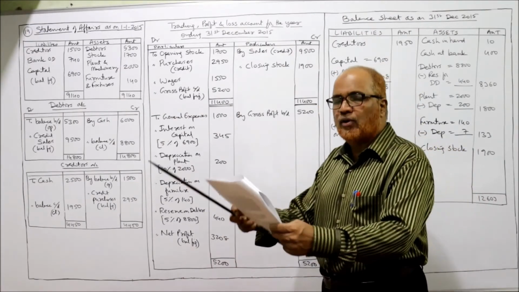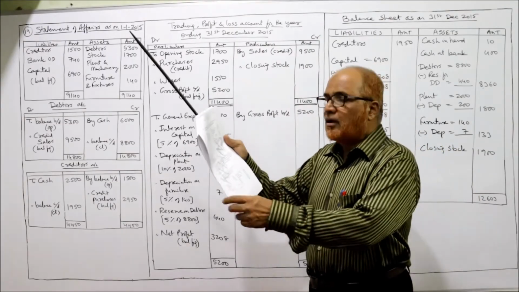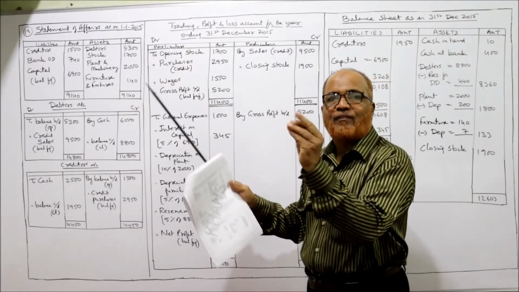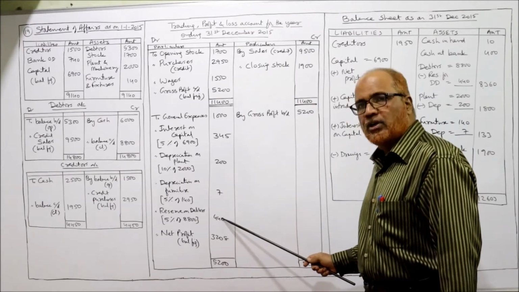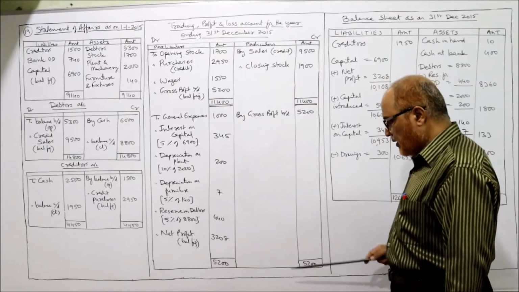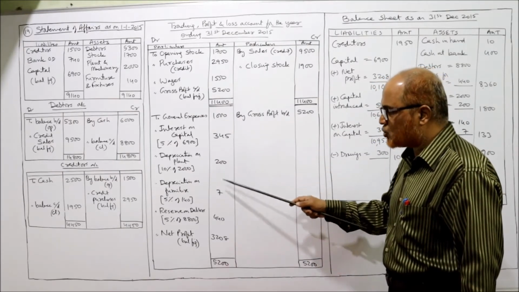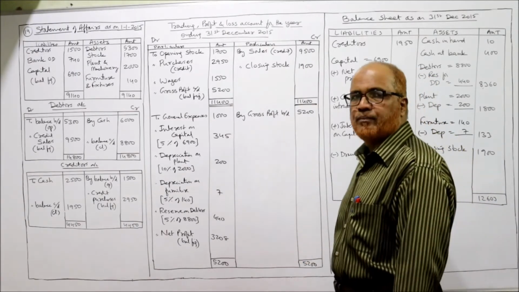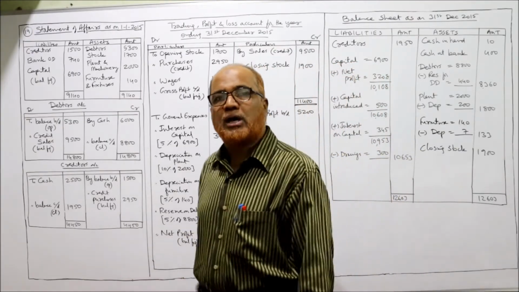And reserve for doubtful debts 5% on debtors. Debtors means closing debtors. Now see the problem. Closing debtors are 8,800. So 5% of 8,800 comes to 440. That's all. On the credit side, no other income is there. So take the total: 5,200 minus 1,000 minus 345 minus 200 minus 7 minus 440. The net profit is 3,208. 3,208 is the net profit. Trading profit and loss account completed.